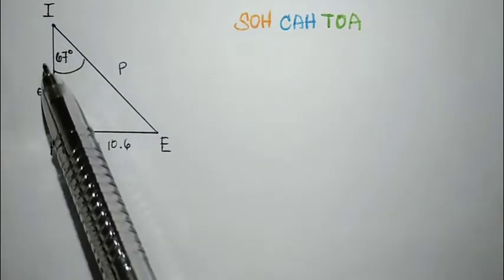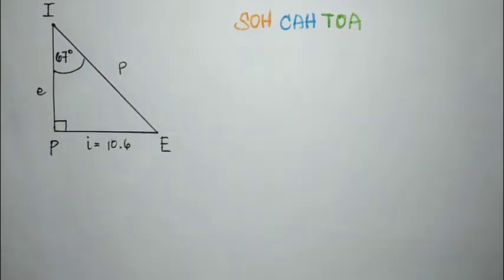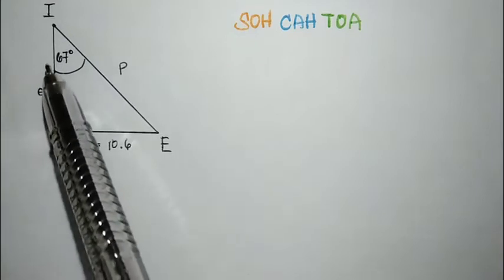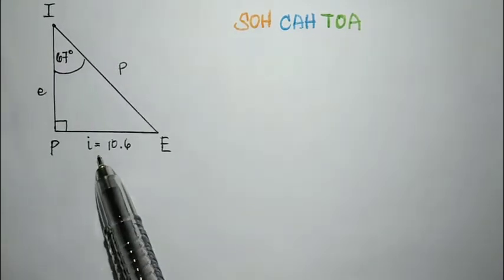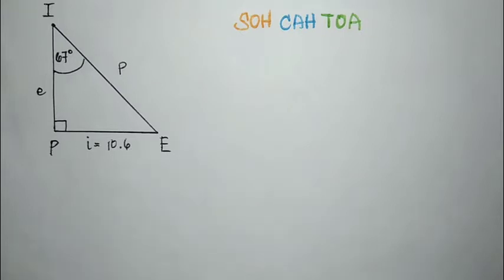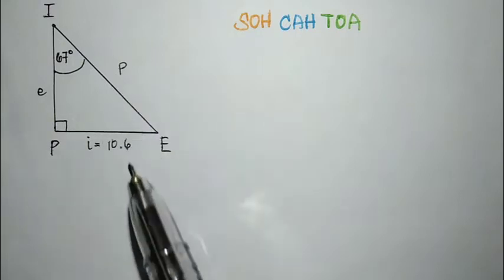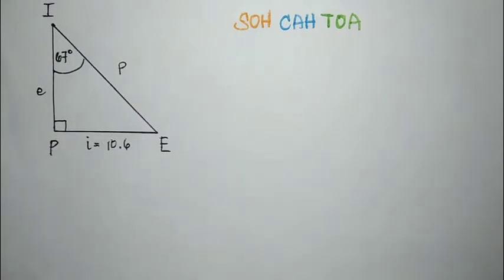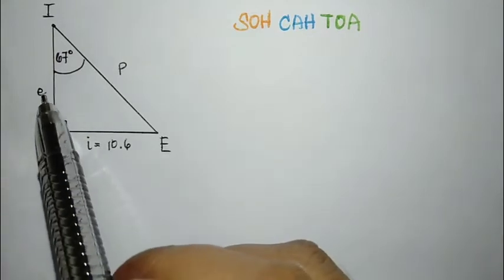Okay, so take a look at this another example. We have the right triangle PIE, and then our given is angle I, which is 67 degrees, and side I, which is 10.6. What we are going to find is side E and side P. So first, kailangan muna nating alamin kung ano ba ang tawag doon sa side na given, and then doon sa first nating hahanapin. So, unahin natin si side E.